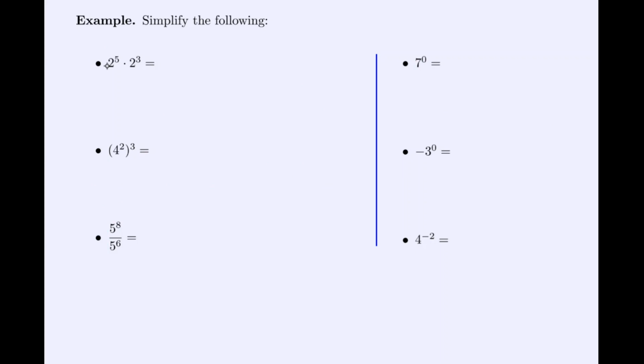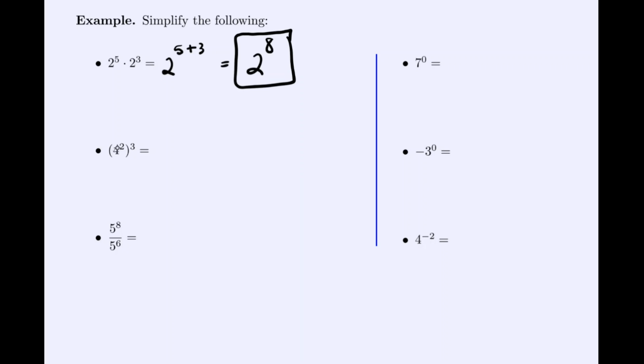For our first example, we have the same base to an exponent times the same base to an exponent. So in this case, we know that the exponents can combine by being added. So that's 2 to the 5 plus 3 as the exponent, which could be simplified as 2 to the 8.